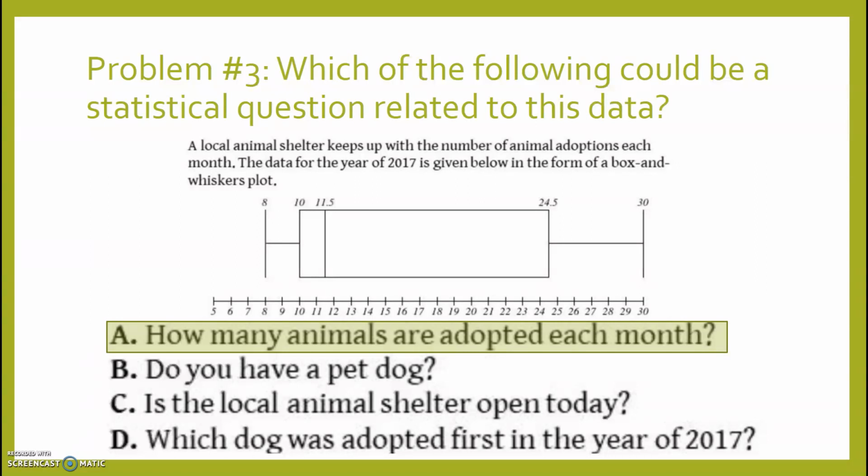Okay. B, do you have a pet dog? That's not statistical. There's only one answer if I ask you that. Is the local animal shelter open today? Well, that's not statistical. I can look at that and there's only one possible answer. There's no variability that is even possible with that question. Which dog was adopted first in the year of 2000? Well, there's only one answer to that too. There's no variability in that.